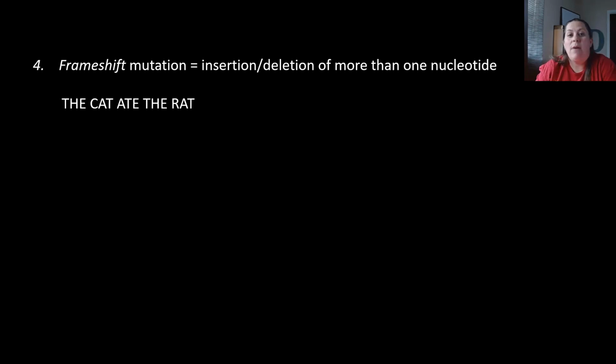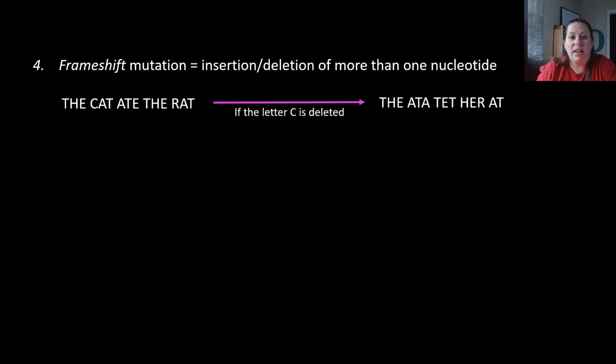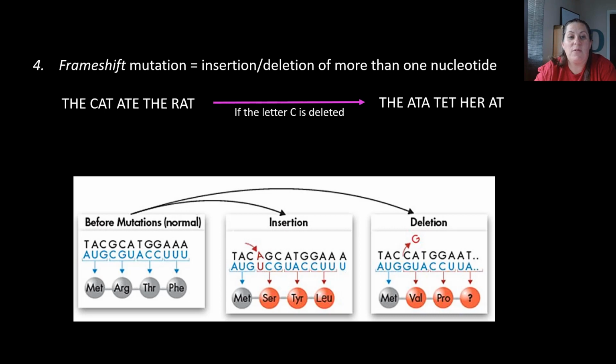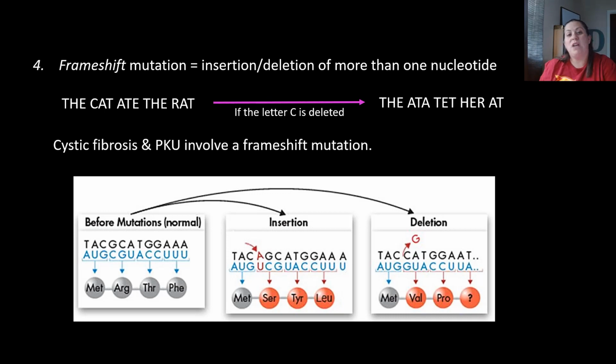It makes sense. However, if there's an insertion or a deletion, let's just say the letter C was deleted. So instead of saying the cat ate the rat, it's the atta tit her at. That doesn't make any sense because it's causing there to be a shift in that 3 codon sequence. So here's an example of before a mutation. This is what the normal one would look like. Here's what happens if an insertion takes place versus if there is a deletion that takes place. Cystic fibrosis, which we talked about last unit, as well as PKU, are both involved in what we call frameshift mutations.